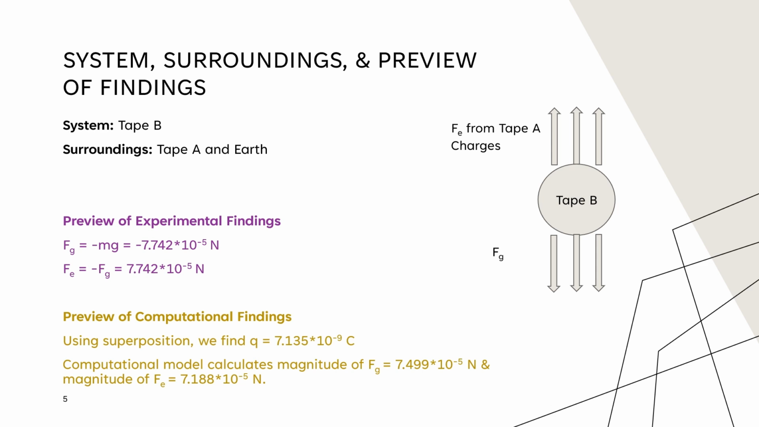The computational model calculated the magnitude of the force of gravity as 7.499 times 10 to the negative 5 newtons, which is almost exactly the same as the experimental findings. And the magnitude of Fe to be 7.188 times 10 to the negative 5 newtons, which is a little different, but still just decimal places off. So almost the same, but a little different. We'll go over possible sources of error later.